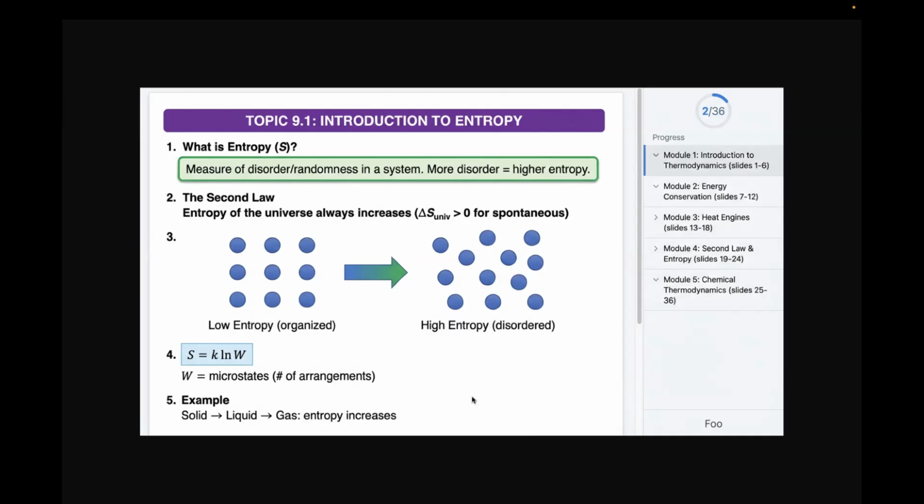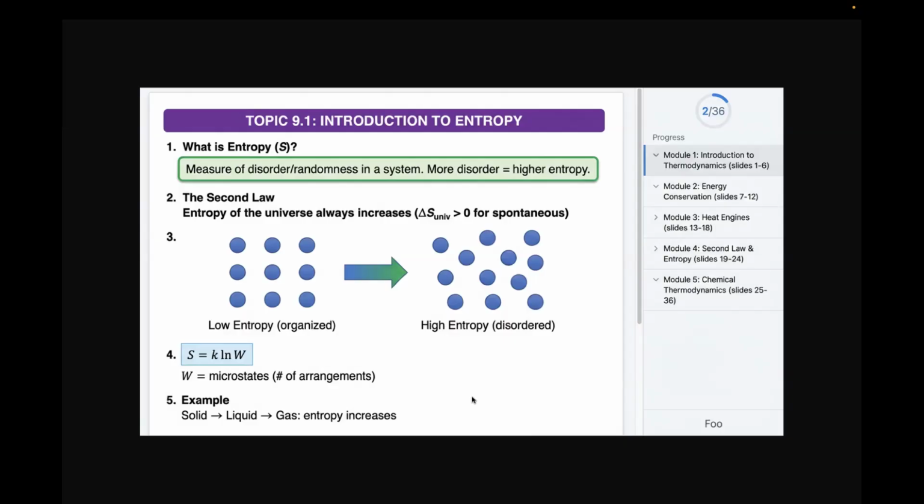So let's start with topic 9.1. This is the introduction to entropy. What exactly is entropy? Entropy, which is symbolized by the capital S, is a measure of disorder or randomness in a system. The more disordered a system is, the higher its entropy. This brings us to the second law of thermodynamics. The entropy of the universe always increases for a spontaneous process. Mathematically, the change in entropy of the universe, delta S, must be greater than 0 for any spontaneous change.